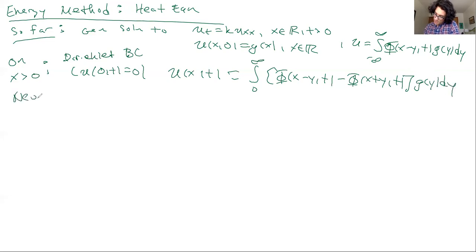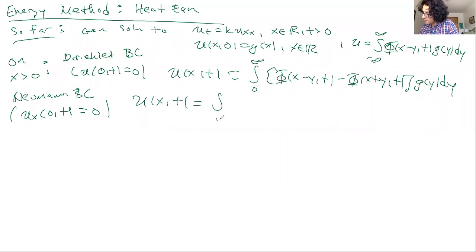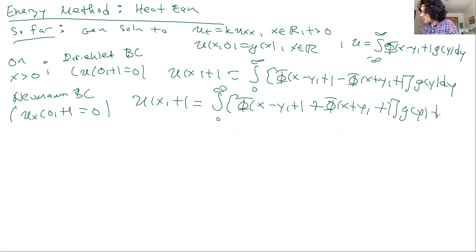And for what's called the Neumann boundary condition, or in other words, u x of 0 t equals 0, we have that u is equal to the integral from 0 to infinity of phi of x minus y t plus phi of x plus y t, g of y dy, okay?